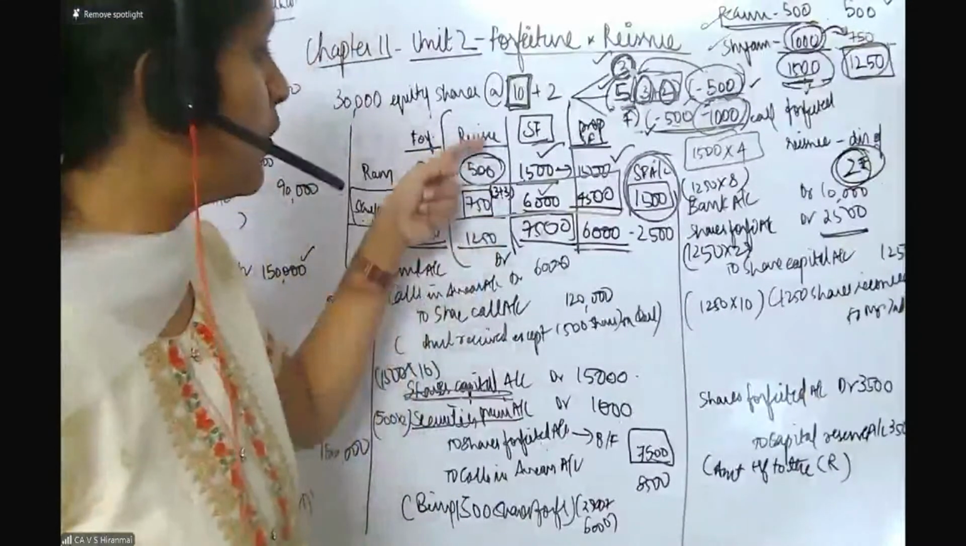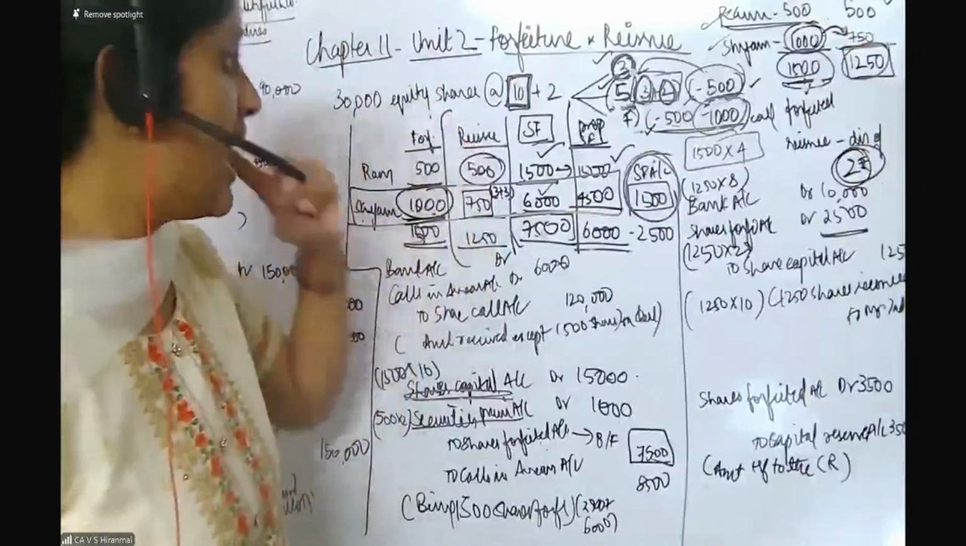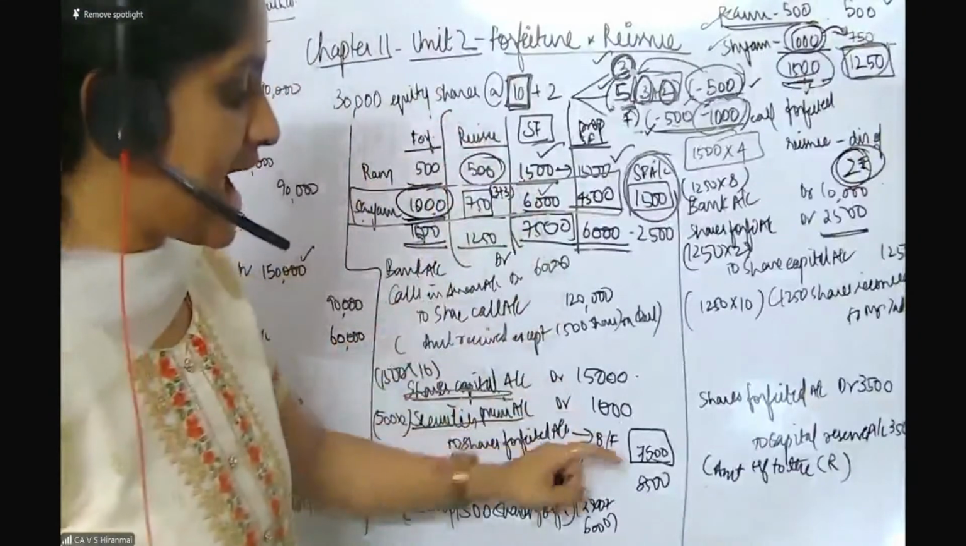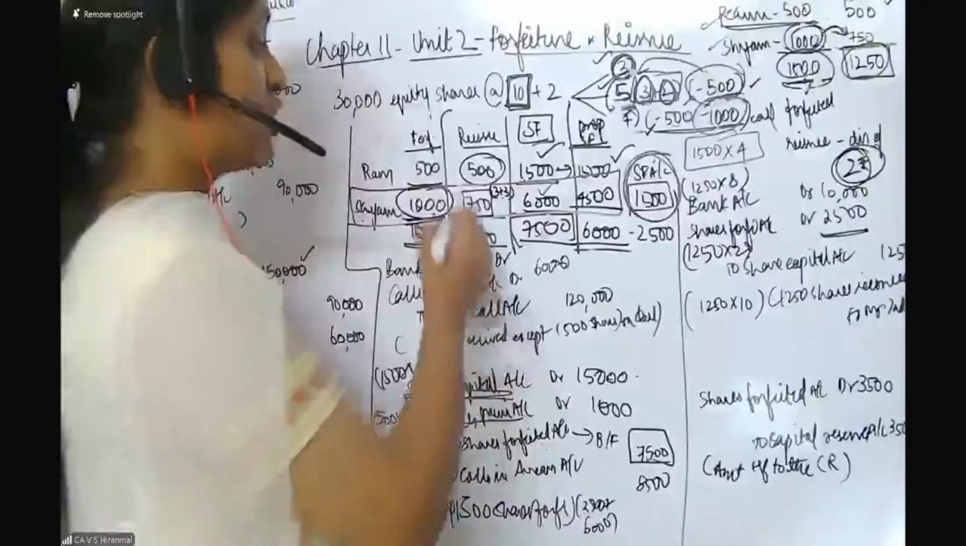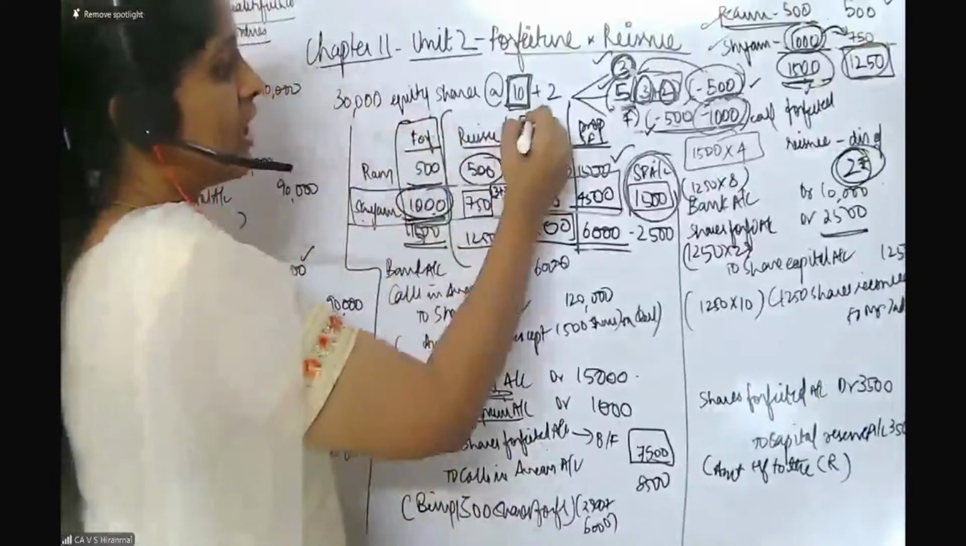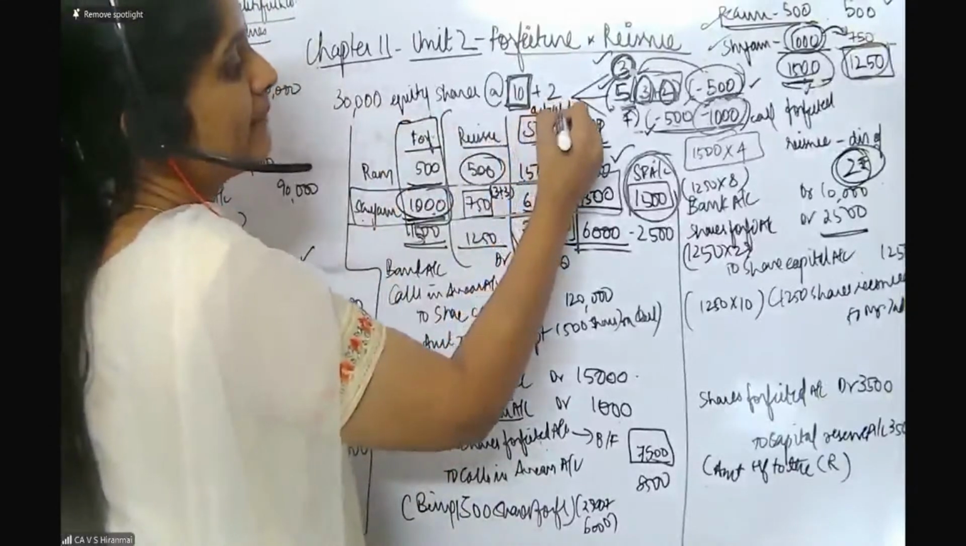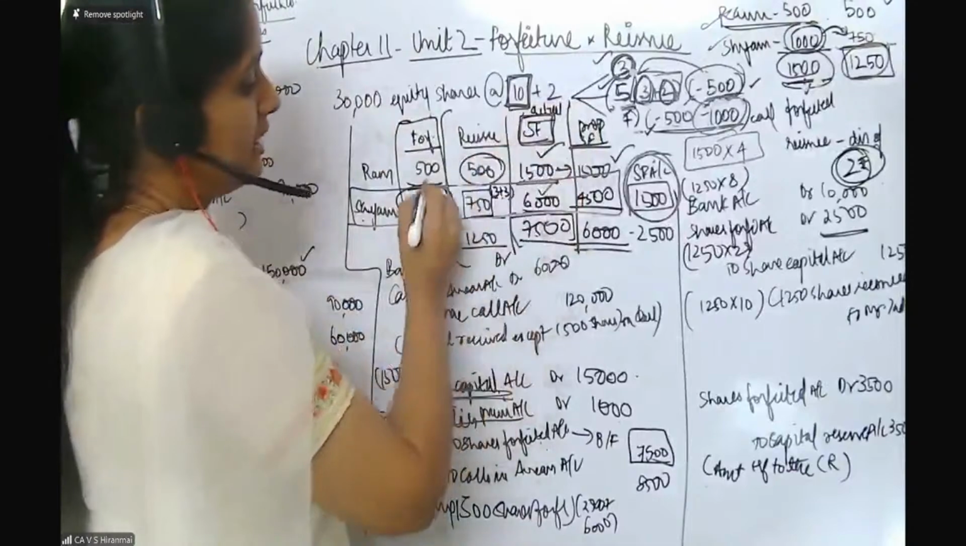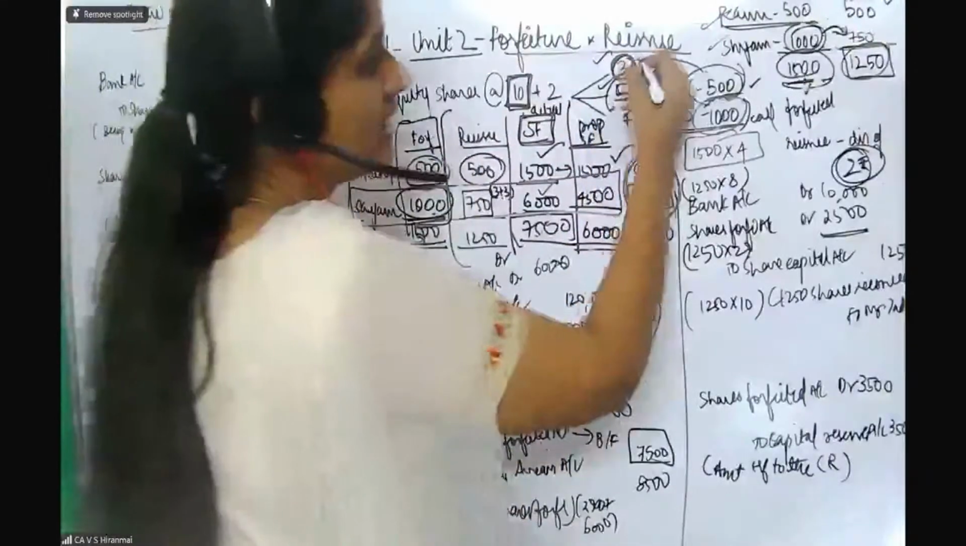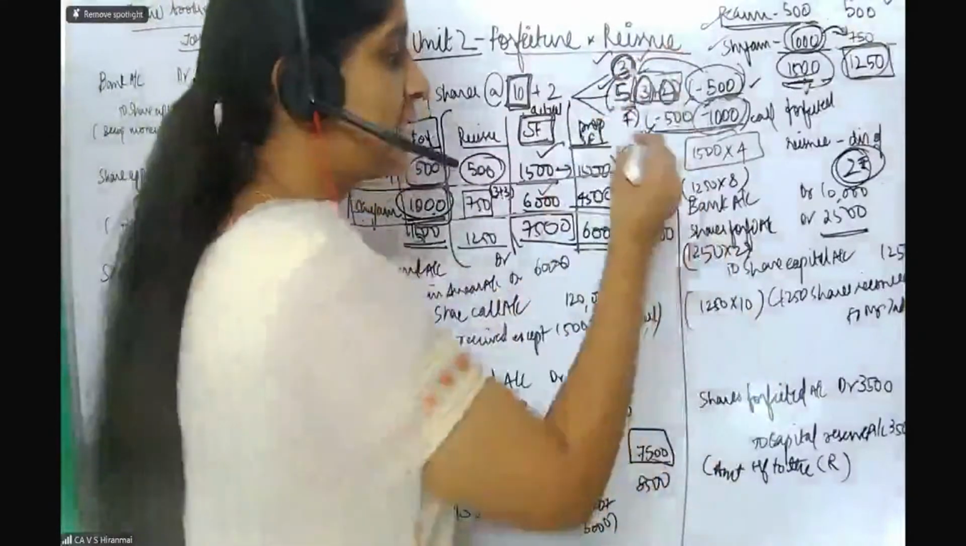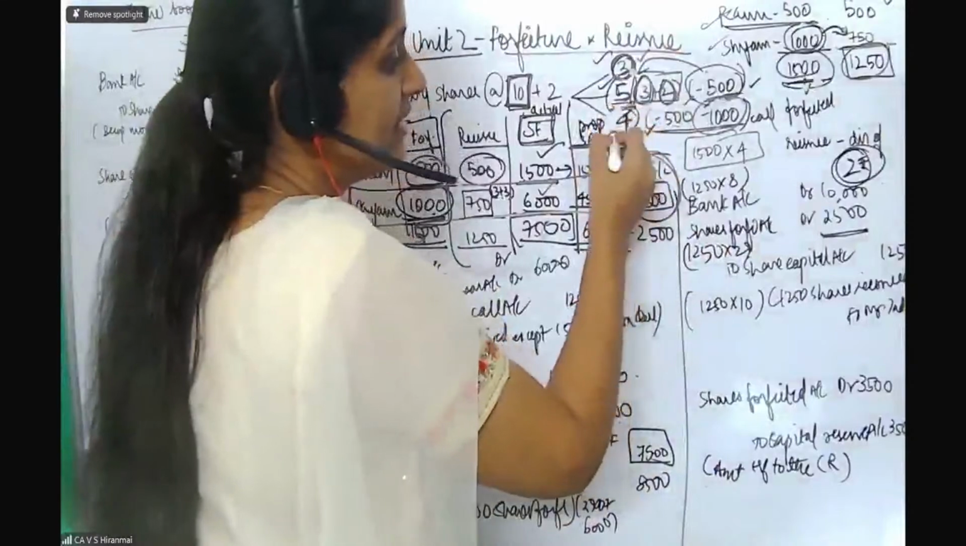Now in this particular reissue, I found out what is the actual amount, for these shares forfeited, how much they actually paid. So then I went into the working note. Ram would have paid only the application because he has defaulted in allotment and even in the first call.